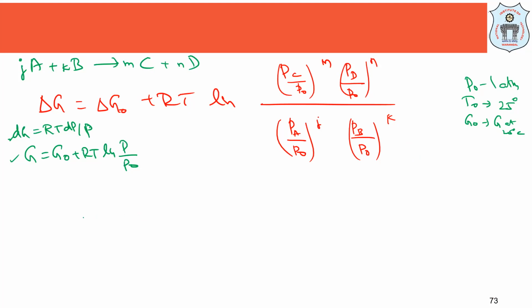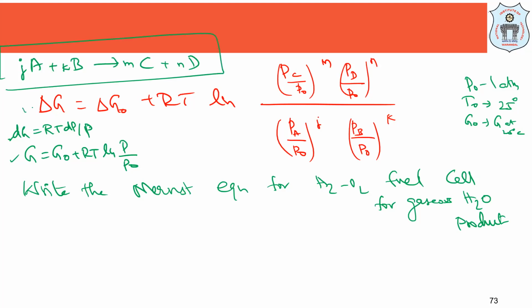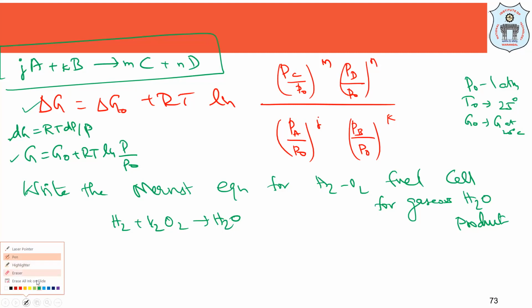So this delta G value, and please take down this question: write the Nernst equation for the H2O2 fuel cell for gaseous water produced as product, that is water vapor product. We have to write it in terms of product. See, remember this is the general equation, for when two reactants and two products are formed. For H2O2, we know the reaction, H2 plus half O2 giving H2O. So for this, can you write the Nernst equation in simplified form?